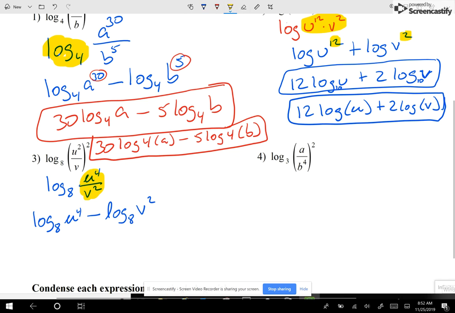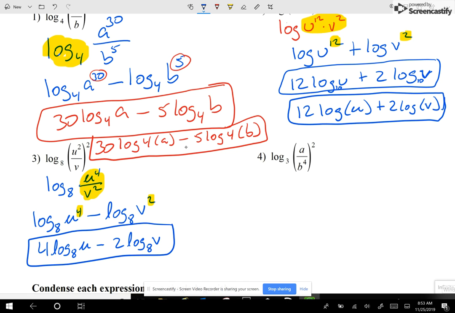Now the exponents, I'm going to bring them to the front. So I'm going to write this as 4 logarithm base 8 of u minus 2 logarithm base 8 of v. If I'm just going to write it, that's pretty much it. The way I'm going to type this will be 4 logarithm base 8 of u minus 2 logarithm base 8 of v.